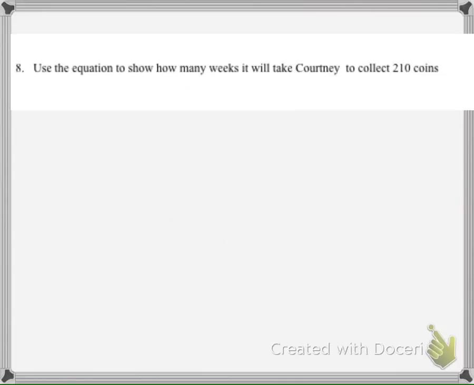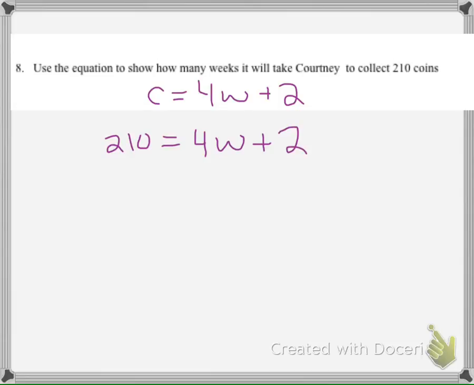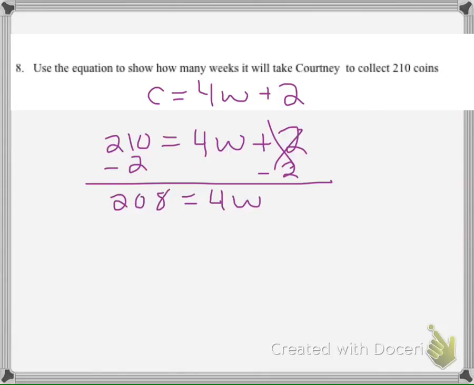Okay, use the equation to show how many weeks it will take Courtney to collect 210 coins. Again, this was my equation. And they're giving us coins and asking for weeks, and coins was C. So I'm going to substitute 210 in for C. And now I need to do some solving. So I do 210 minus 2 on both sides because I want to get W by itself. So I have 208 equals 4W. And now I'm going to divide by 4 in order to get W by itself.